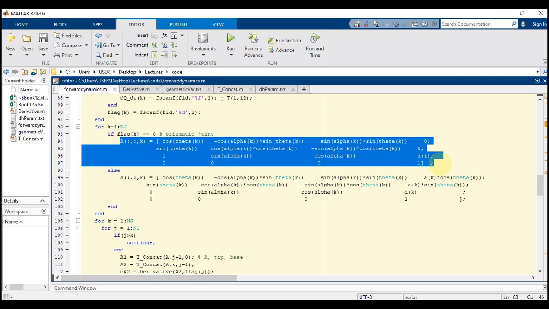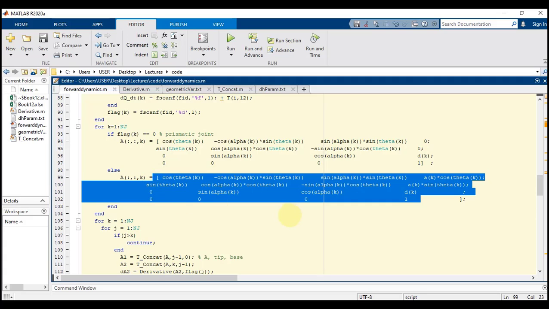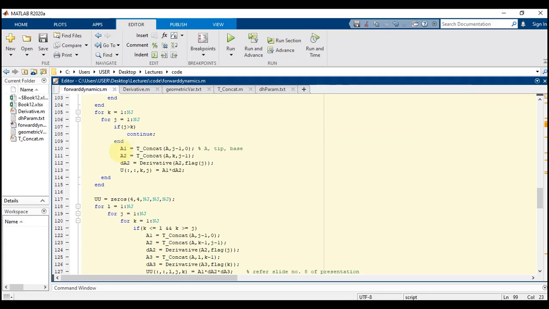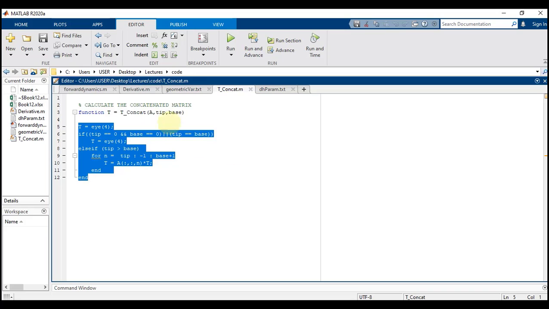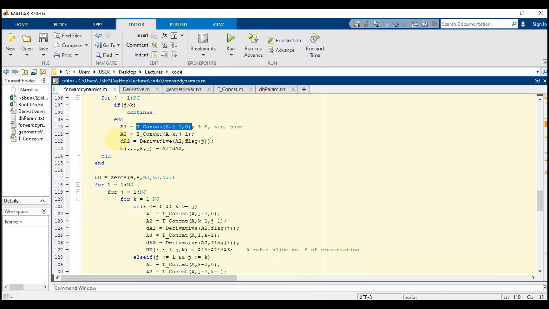This is the transformation matrix for a prismatic joint, and the transformation matrix for a revolute joint. This T concatenate function actually concatenates the matrices. If we want to find the end frame with respect to the base frame, we actually have to multiply many matrices, and this function does it. And dA2 is derivative A2 flag j. Let us see what is there in this derivative function.